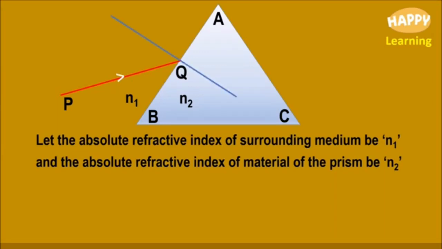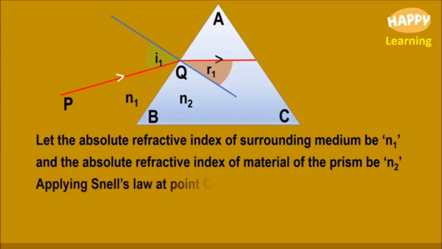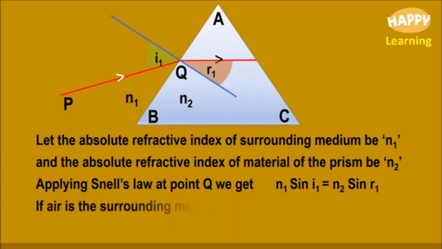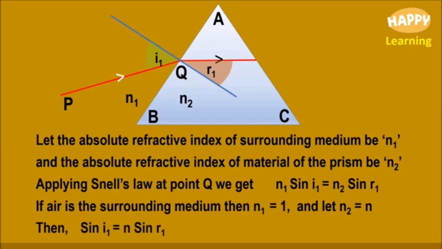PQ is the incident ray and this is the angle of incidence I1, and after refraction the angle of refraction is R1. Applying Snell's law at point Q, we get N1 sin I1 is equal to N2 sin R1. If air is the surrounding medium, then N1 is equal to 1. And let us assume N2 is equal to N. Then sin I1 is equal to N sin R1. Let it be equation number 4.